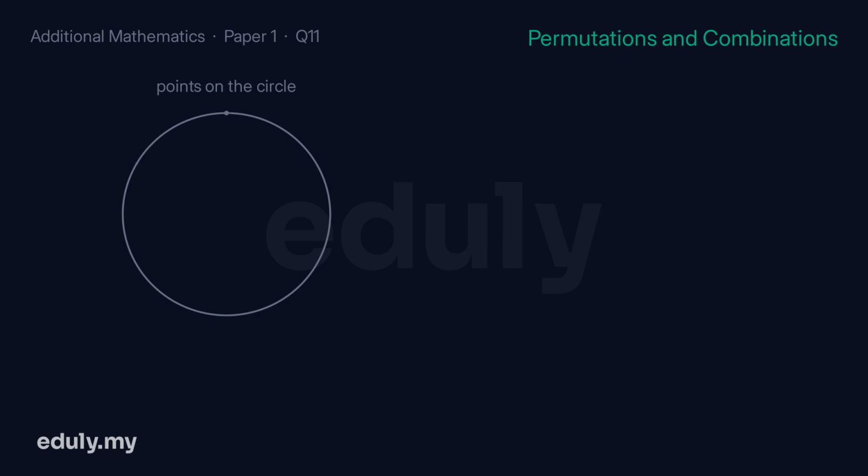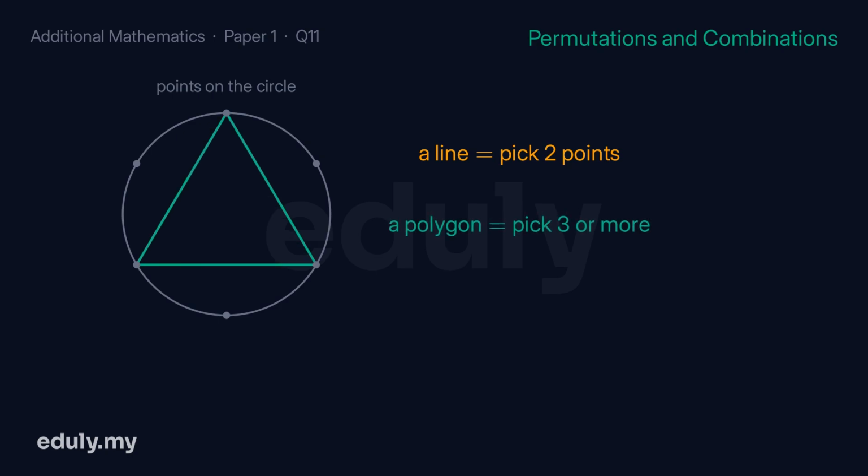Let's picture Part A. We have a set of points sitting on a circle. Each straight line simply joins 2 of the points. So the number of lines is just the number of ways to choose 2 points. A polygon needs at least 3 points. 3 points make a triangle, 4 make a quadrilateral, and so on. So counting polygons means counting how many ways we can pick 3 or more points.